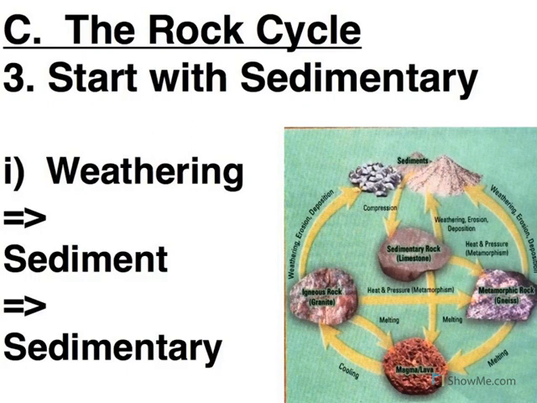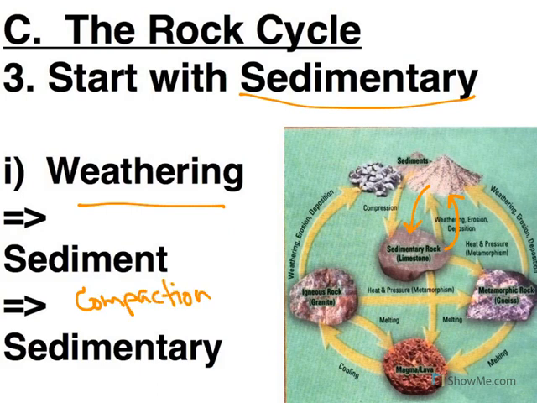What if we start with a sedimentary rock? Well, we can have weathering apply to that. We can break down our sedimentary rock, turn it back into sediment, and then through compaction, it turns back into a sedimentary rock. It's going to be a different one than what you started with, but you can create this kind of little loop process between sedimentary rocks and sediment back to sedimentary rocks.